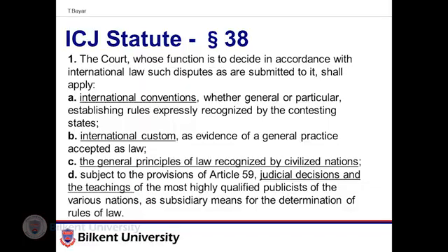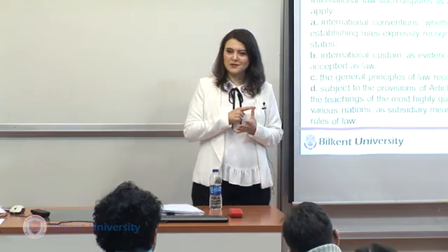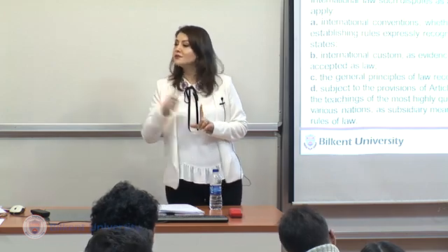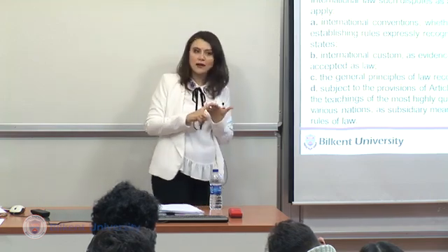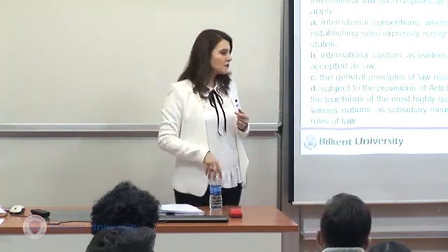The answer is given by the Statute of International Court of Justice. International Court of Justice is one of the 6 main branches of the United Nations. What are the rest 5? Security Council. Secretariat. Trusteeship Council. Good. ECOSOC and the General Assembly.